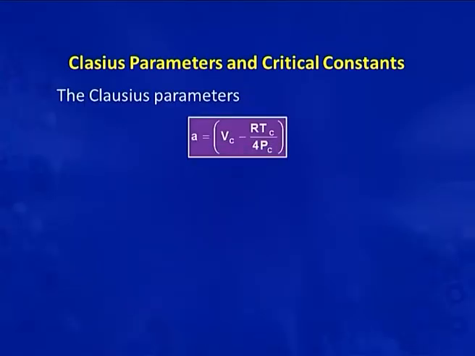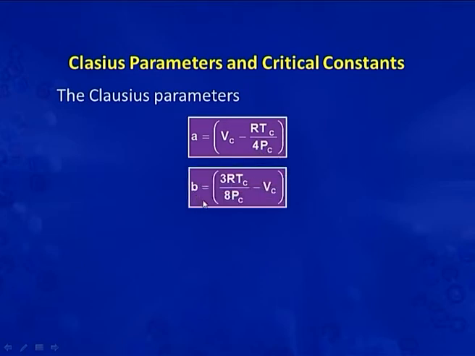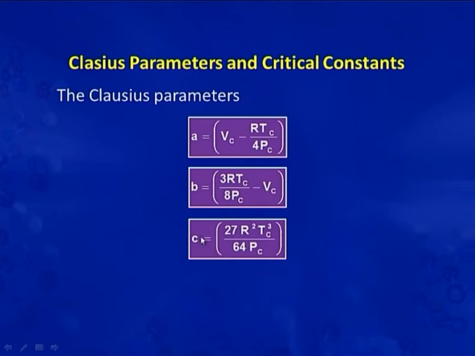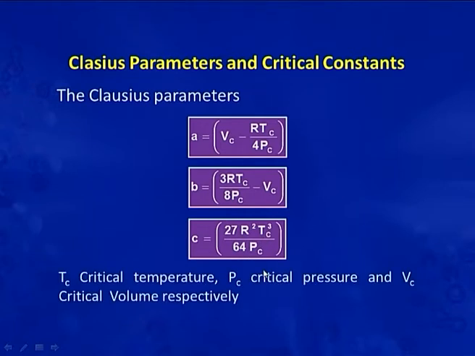A is equal to Vc minus RTc by 4Pc, and B is equal to 3RTc by 8Pc minus Vc. C is equal to 27R square Tc cube by 64Pc. Tc stands for critical temperature, Pc is critical pressure here, and Vc is critical volume.